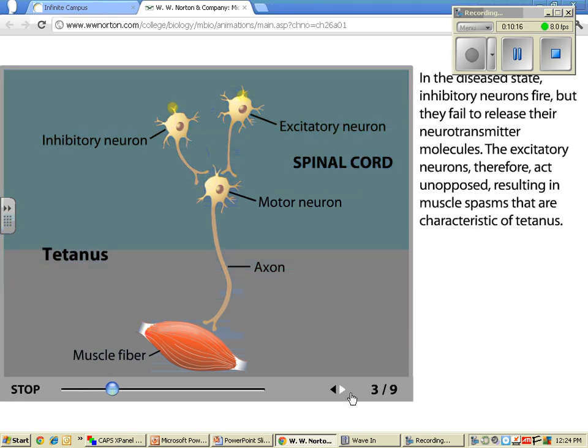In the disease state, inhibitory neurons fire, but they fail to release their neurotransmitter molecules. The excitatory neurons, therefore, act unopposed, resulting in muscle spasms that are characteristic of tetanus.